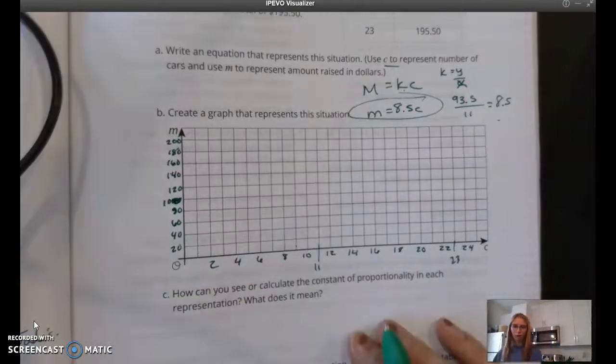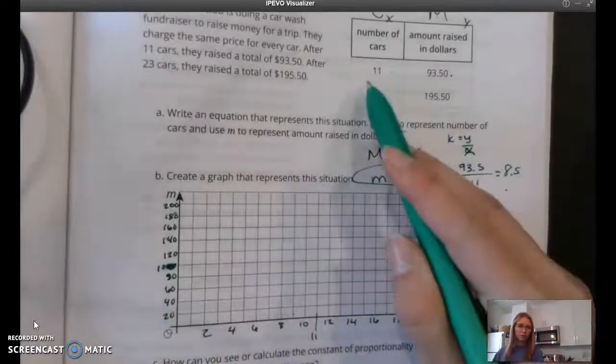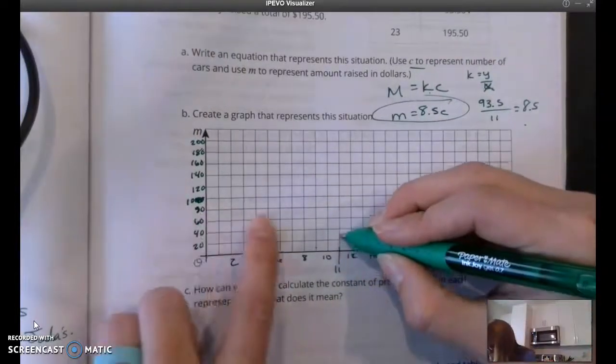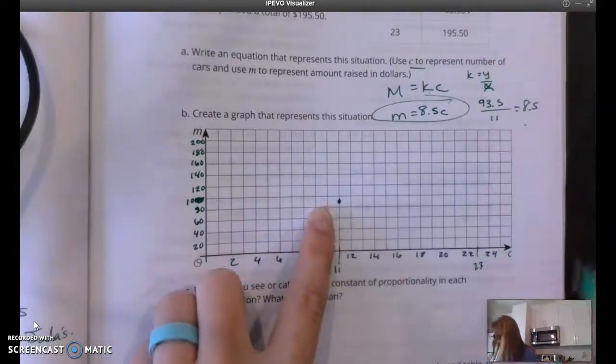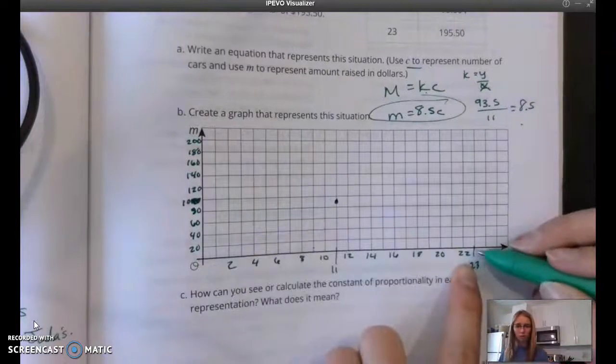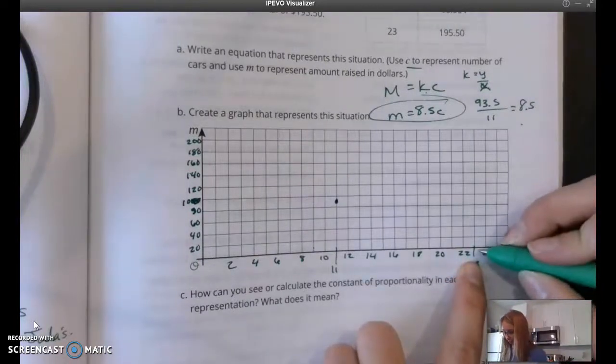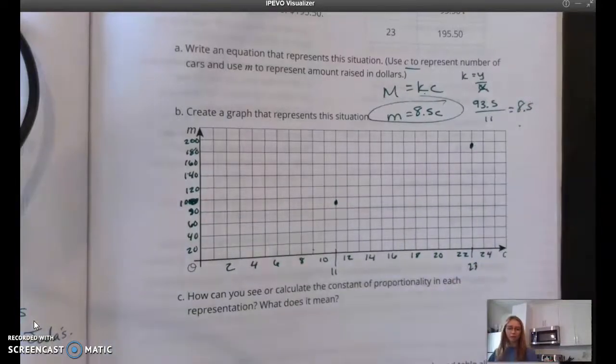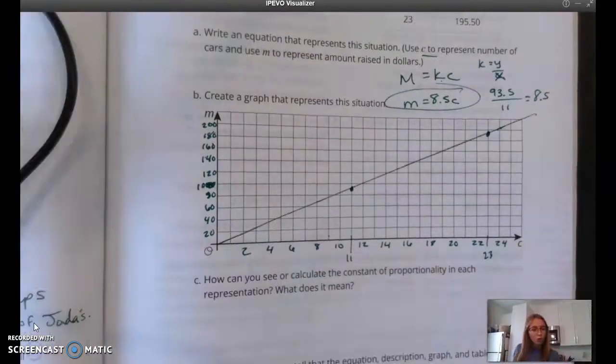So now I need to plot my points. So at 11, I'm at 93.5, so you're just going to do your best and plot this point around there. And then at 23, we're at 195.5. That's about right. And now we get to graph our line. So your graph at home should look very similar to this.